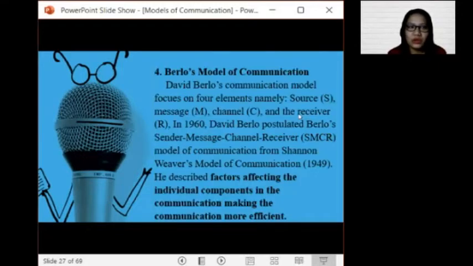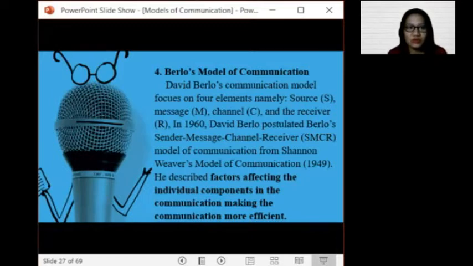Next, for the fourth one, this is what we call the Berlo's SMCR. So Berlo's SMCR has four major elements, which is the S, M, C, and R, which stands for the source, message, channel, and also receiver. And it was created by David Berlo in 1960. Actually, this model of communication was based on the Shannon-Weaver model of communication, the one that we've discussed earlier.